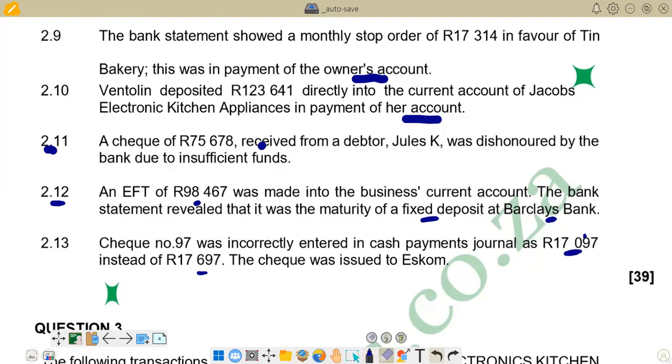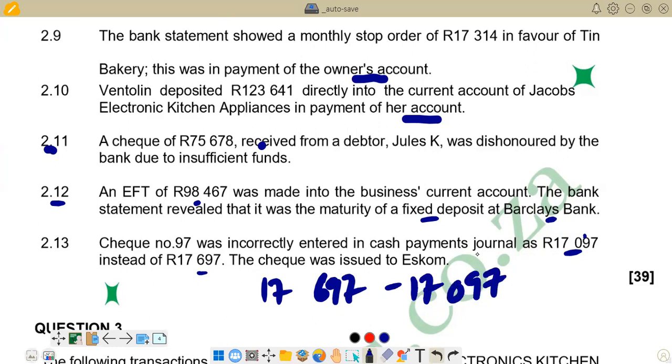So to find the difference, we are now saying 17,697, then we subtract 17,097. So this is what we have. And then the difference, we put it in the cash payment journal so that we have the correct figure there. So if we subtract, you are going to get 600. So the answer that you're going to get is 600, so you're going to put 600. And remember, this was a payment to ESCOM. On the details part, we have ESCOM, and the payment is obviously for electricity.